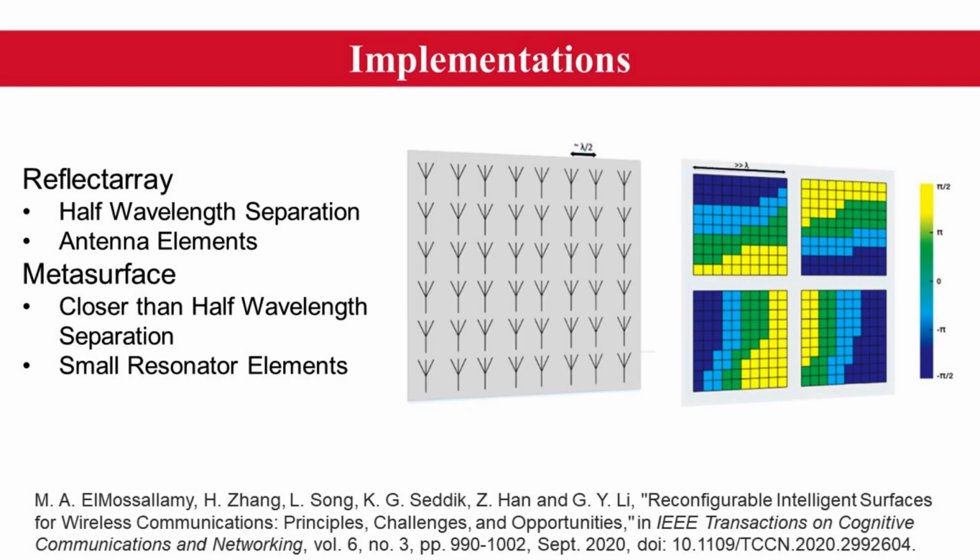There are a couple of different implementations of reconfigurable intelligent surfaces. The first one is through reflect arrays, which are arrays of a bunch of smaller antenna elements. This is an old technology, so it's well researched and well defined, but some of the limitations are the spacing, as these are required to be fairly large to implement reconfigurable intelligent surfaces. Metasurfaces are a new technology that doesn't have the same limitation of being quite as massive, but these are more difficult to design, and each of the elements are small resonator elements.